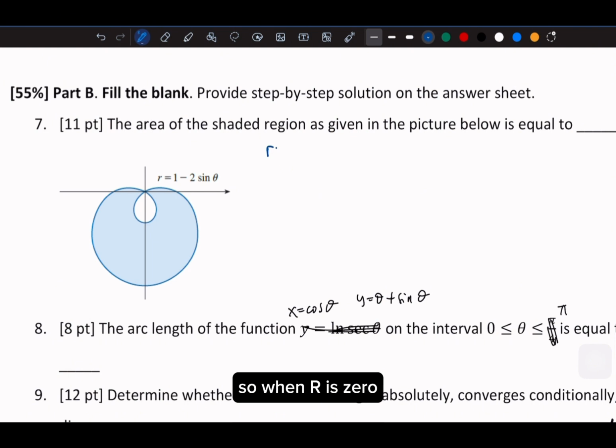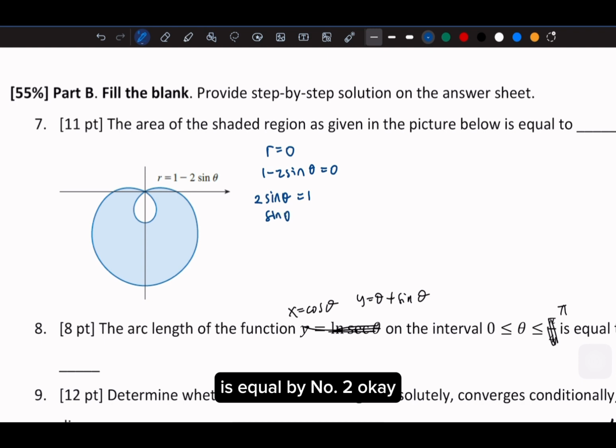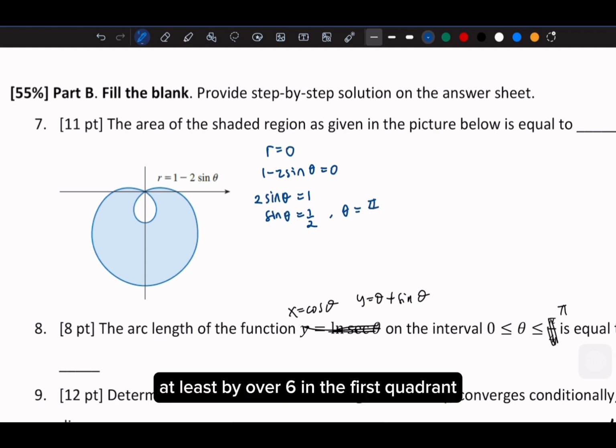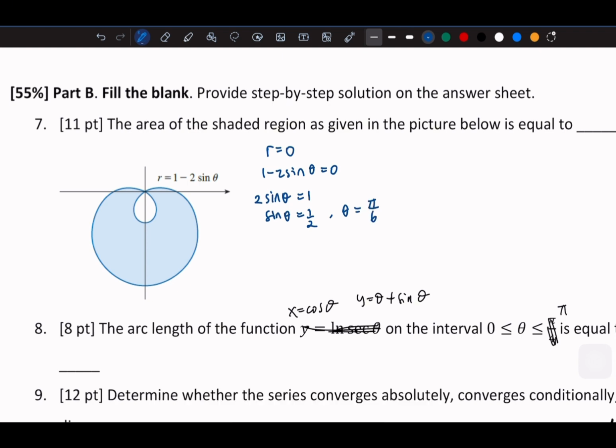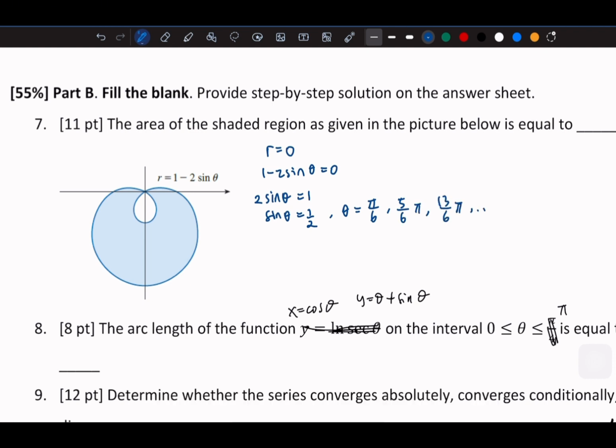So when r is 0, we can find that sine theta is equal to 1/2. Okay. So theta will be at least pi/6 in the first quadrant, and then maybe in the other quadrants we can add 5/6 pi, 13/6 pi, and so on.